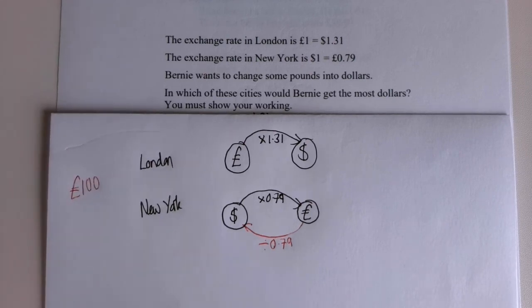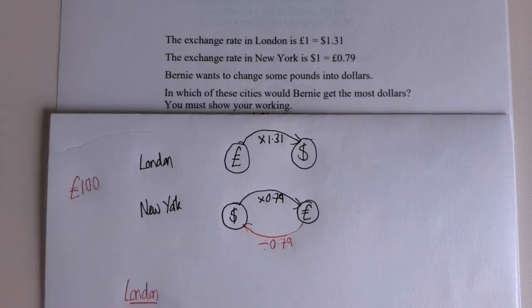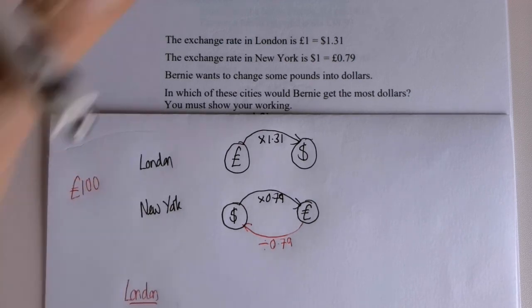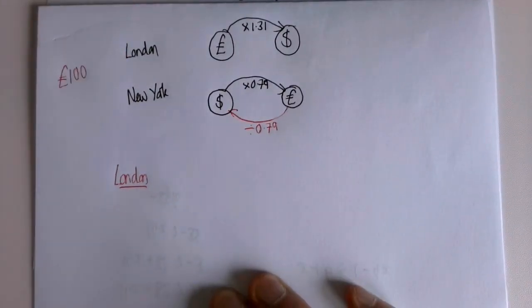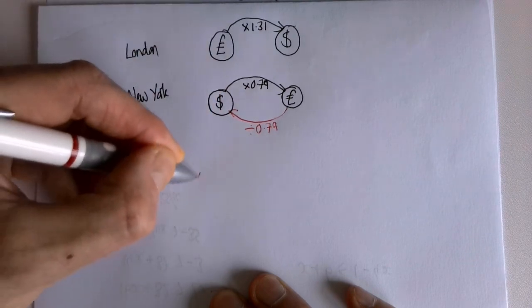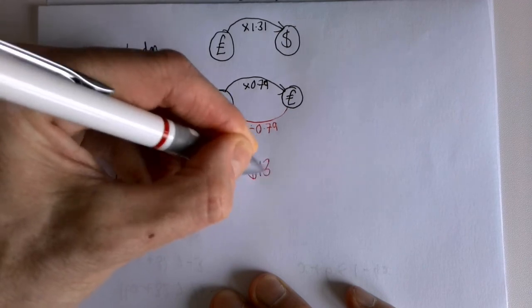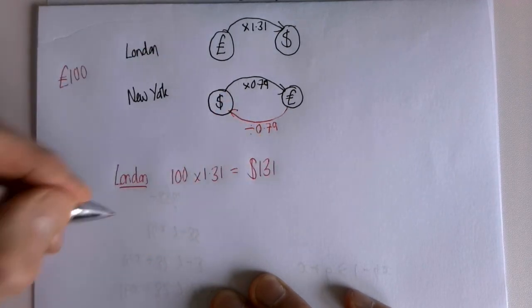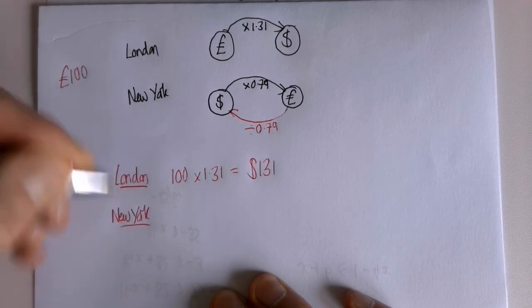Okay, he's got £100. So if I change £100 into dollars in London, I'm going to move this down so we can see it all. In London, £100 into dollars, that's 100 times 1.31. I don't even need a calculator for that. That's $131.